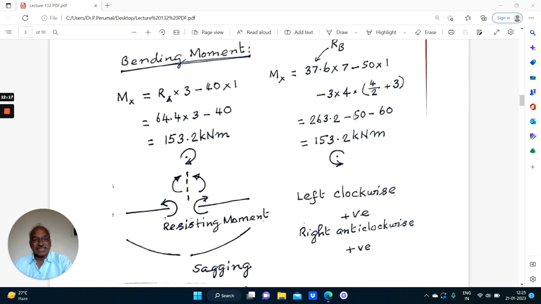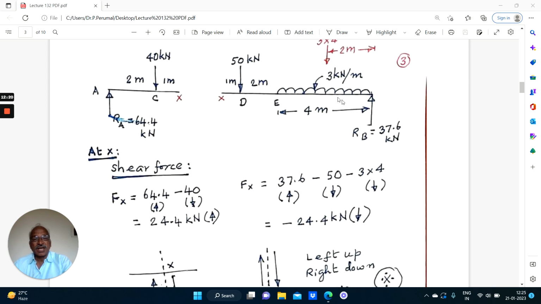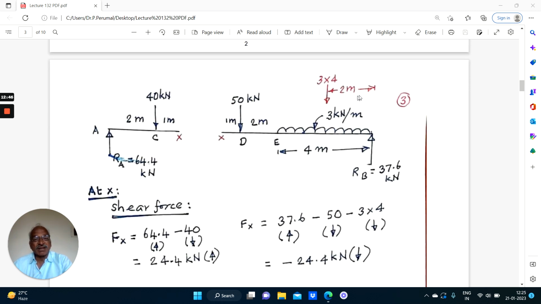Or, again, it is extra calculation. We can take the moment at the section from the right hand side also. That is RB into 7 meters. RB into 7 meters. That is anti-clockwise. Minus 50 into 1, up to the point X. Minus 3 into 4. This will be acting at the center of gravity, namely 2 meters from the right support. Actually, this is total 7 meters. So 7 minus 2 equal to 5, from the center of gravity of the load up to the point at which the moment is required, the distance is 5 meters.